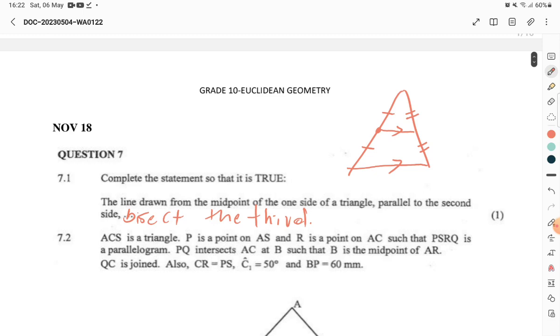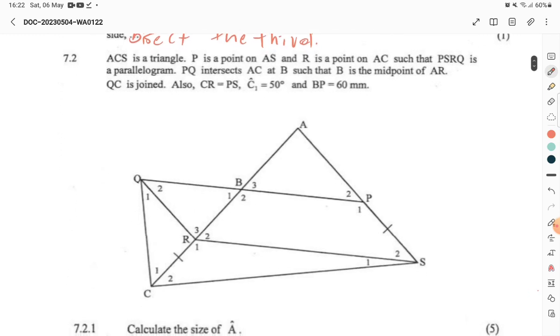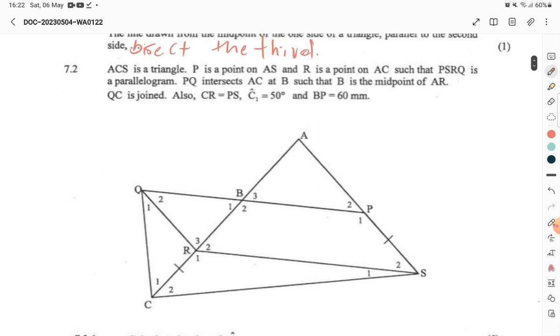Coming to 7.2, we have a very nice diagram that might be confusing, but you just need to know where to focus and how to get the missing information. In this one, ACS is a triangle. P is a point on AS, and R is a point on AC, such that PSRQ is a parallelogram. So we have PSRQ, which is this one, a parallelogram.